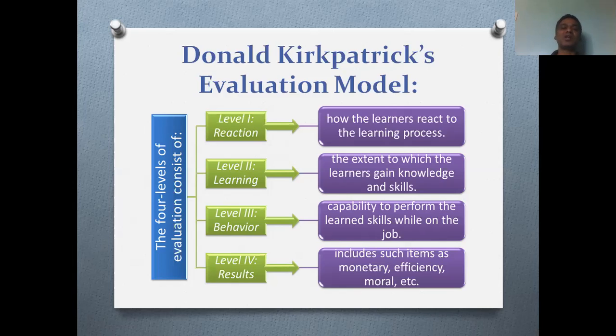The fourth level is results. Here, after the training program is over, when you deploy the employees on the job, you look at whether the productivity has increased, whether the monetary aspects like sales, profit, and revenue have increased because of the training program. Based on the measurement of the results, you can evaluate whether training is effective. So these are the different levels by which you can evaluate the training program, and this was developed by Donald Kirkpatrick.